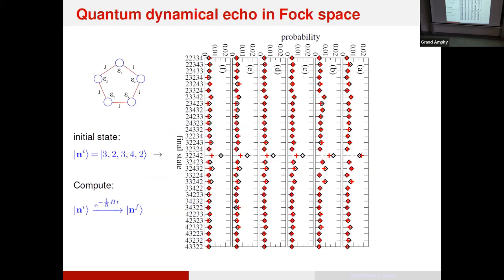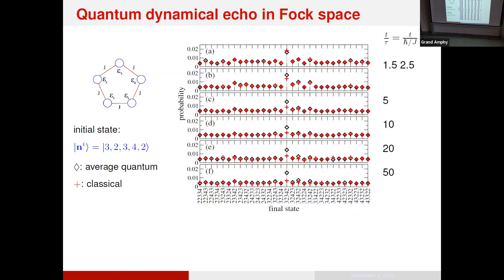So you start to evolve. This is the example. We start from a randomly chosen state 3, 2, 3, 4, 2. And then we compute the probability quantum mechanically and fully classically, with classical Monte Carlo, to get to any other state which are on shell, in a different combination.